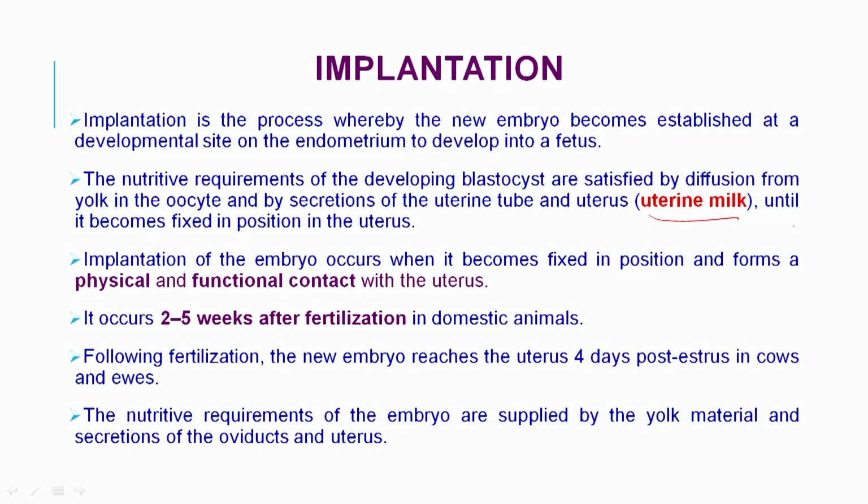Implantation of the embryo occurs when it becomes fixed in a position and forms a physical and functional contact with the uterus. It occurs 2 to 5 weeks after fertilization in almost all domestic animals. Following fertilization, the new embryo reaches the uterus 4 days post-estrus in cows and ewes. The nutritive requirements of the embryo are supplied by the yolk material and secretions of the oviduct and uterus.